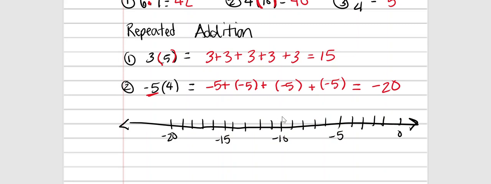You can also use a number line. If you start at 0, and you go backwards 5 times, towards the negative side, and then you go another negative 5, and then you go another negative 5, and then you go another negative 5, you end up with a final outcome at negative 20.